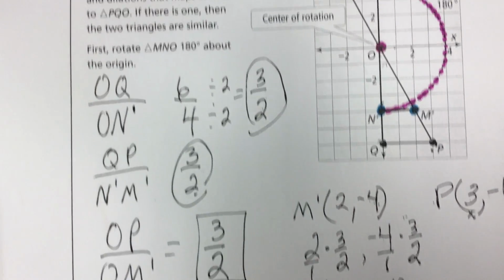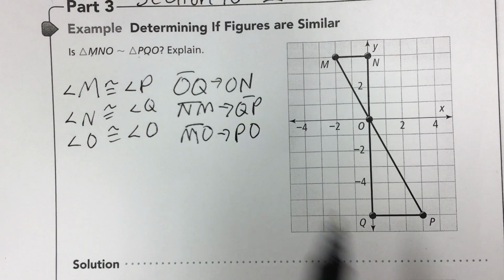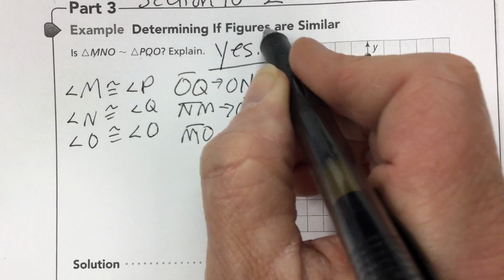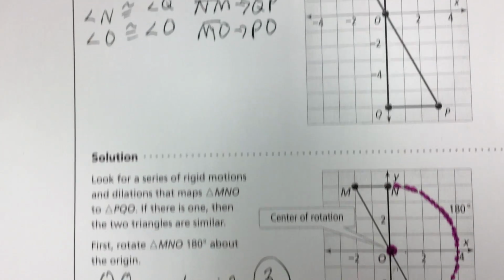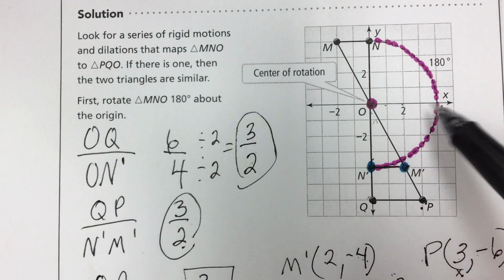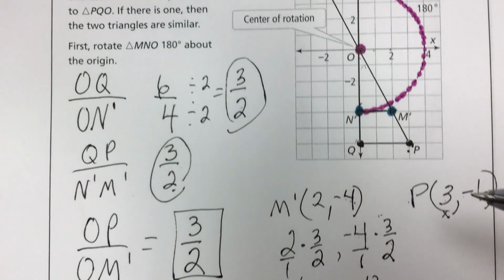So now I can say, yes, these triangles are similar after a rotation of 180 degrees, and a scale factor of 3/2 maps the two triangles together. Therefore, yes, these two triangles are similar. So my answer would be yes, and I have explained why. We did the 180-degree rotation, and then we proved that all three of the sides had the same scale factor of 3 over 2.